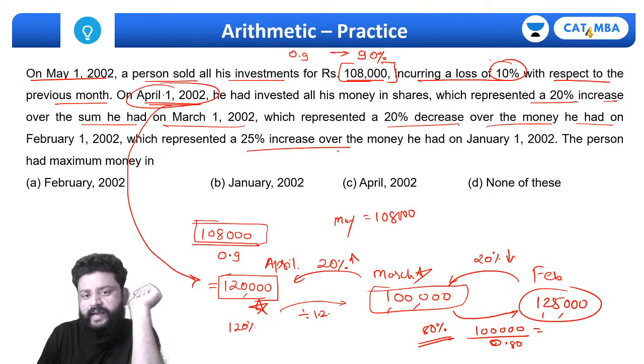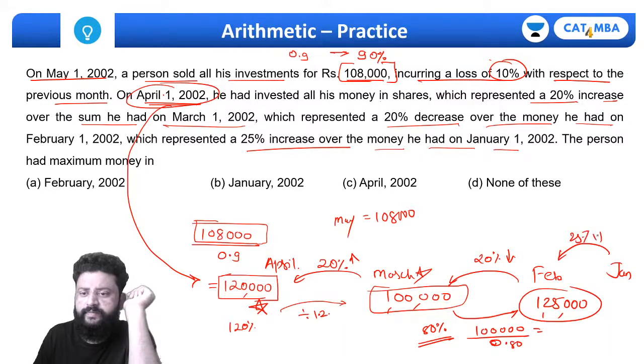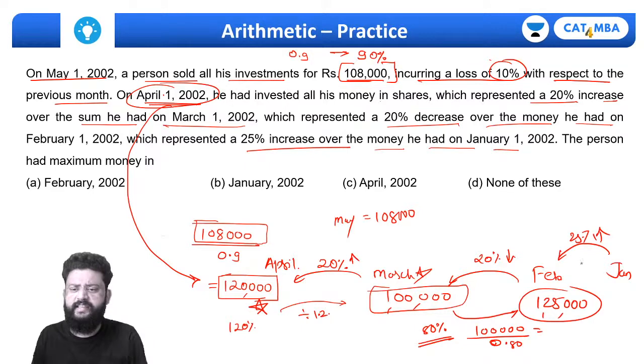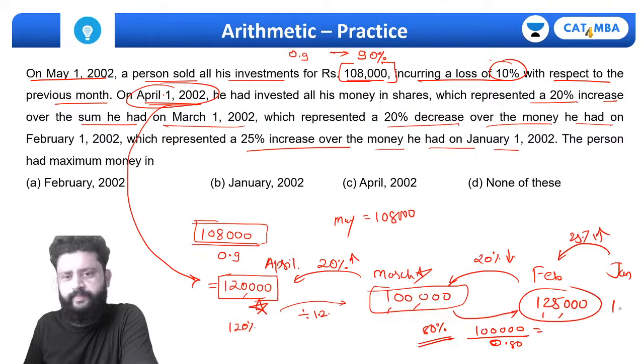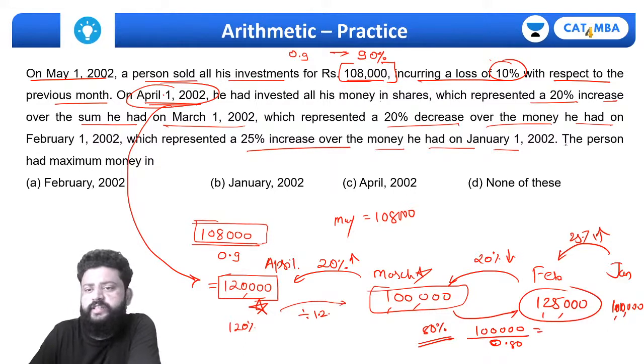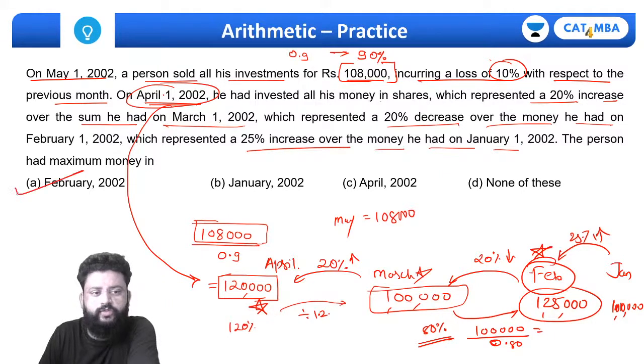And which represented 25% increase over the money he had in January. तो Jan में जो था यहाँ से यहाँ 25% increase है. तो basically यहाँ पे तुम्हें increase decrease के साथ अगर तुम familiar हो, you are used to this thing, then you can easily solve this. So यहाँ पे वापस से 1 लाख होगा तभी तो 25% increase हुआ है. Right, so the final question is just the maximum, where he had the maximum money, in February. That's Feb 2002.